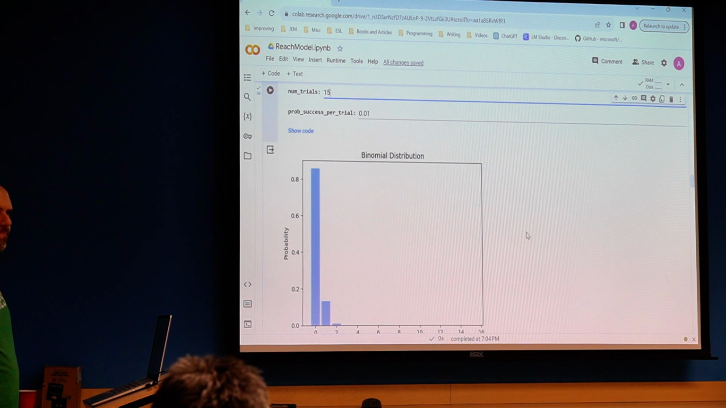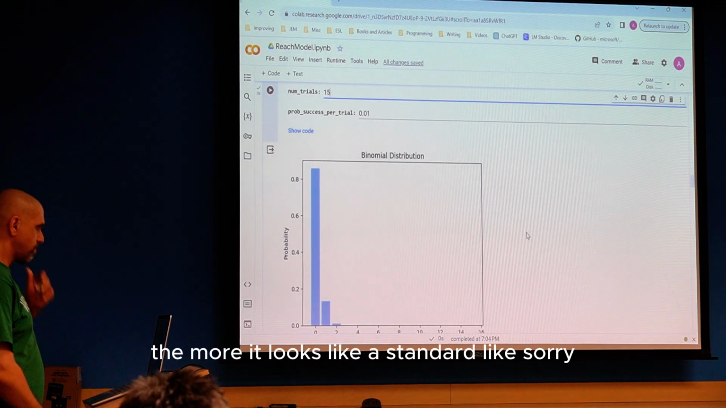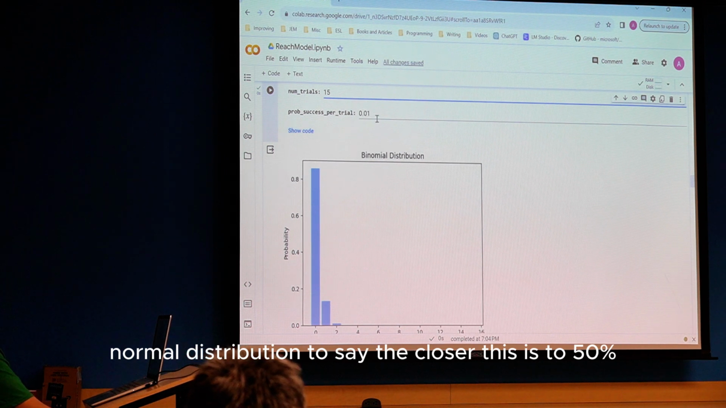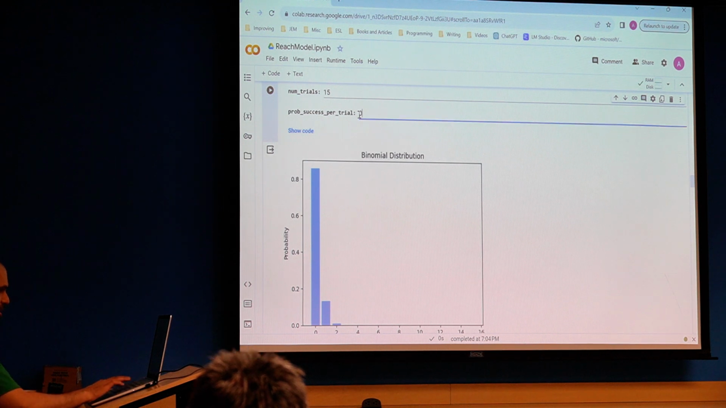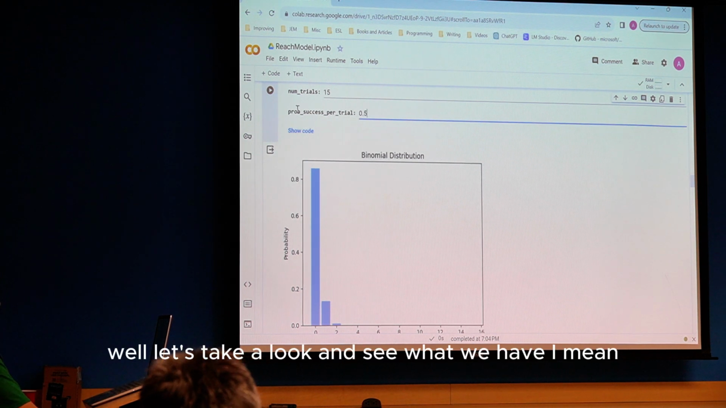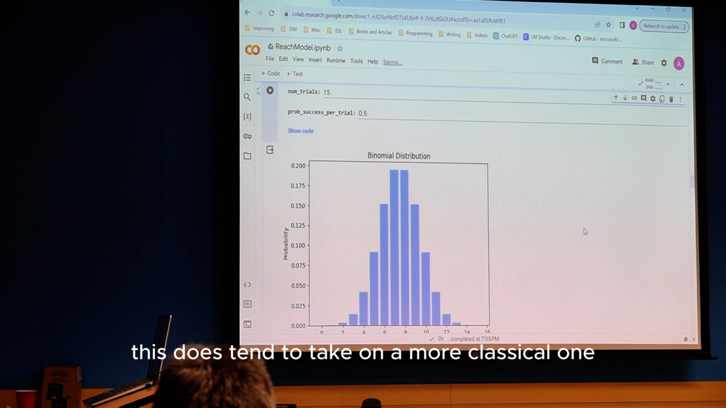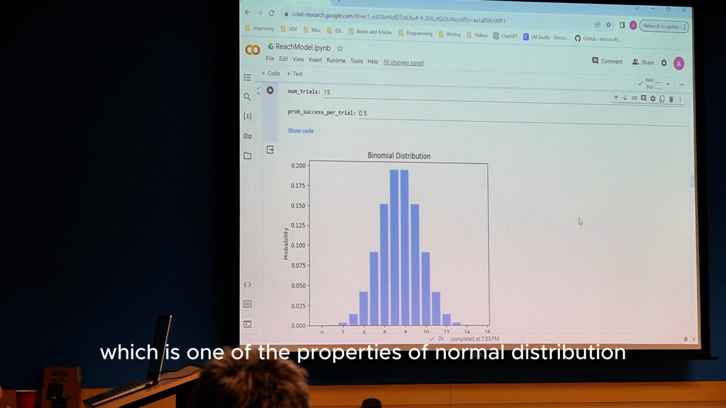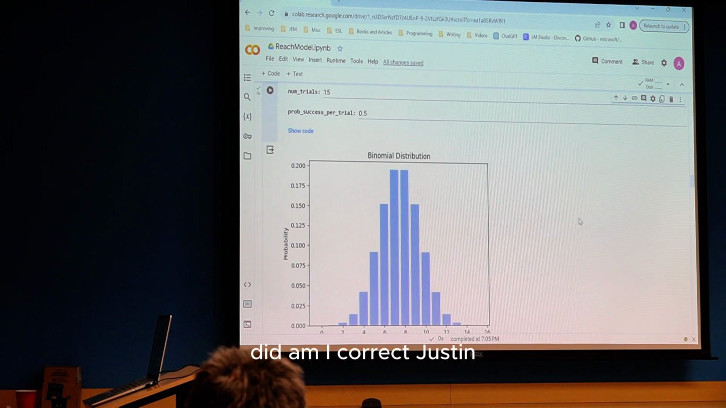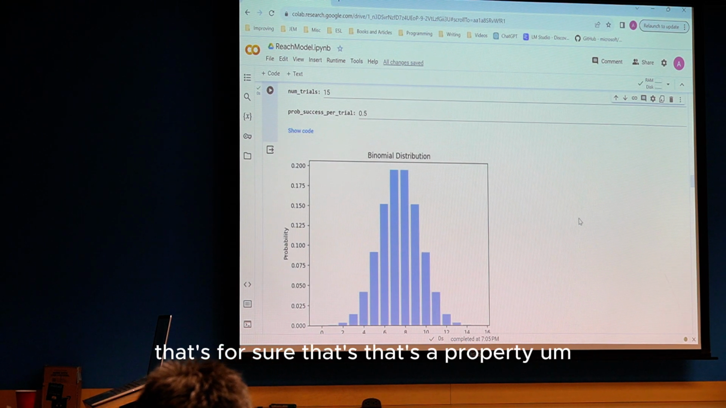So I guess, would it be accurate to say that the closer it is to 50%, the more it looks like a standard normal distribution? So you're saying the closer this is to 50%, the more it looks like a normal distribution? Well, let's take a look. This does tend to take on a more classical shape, because at this point it's going to be symmetric about the mean, which is one of the properties of a normal distribution. Am I correct, Justin, or did I put my foot in my mouth? Yeah, a normal distribution is symmetric about the mean, that's for sure. That's a property.